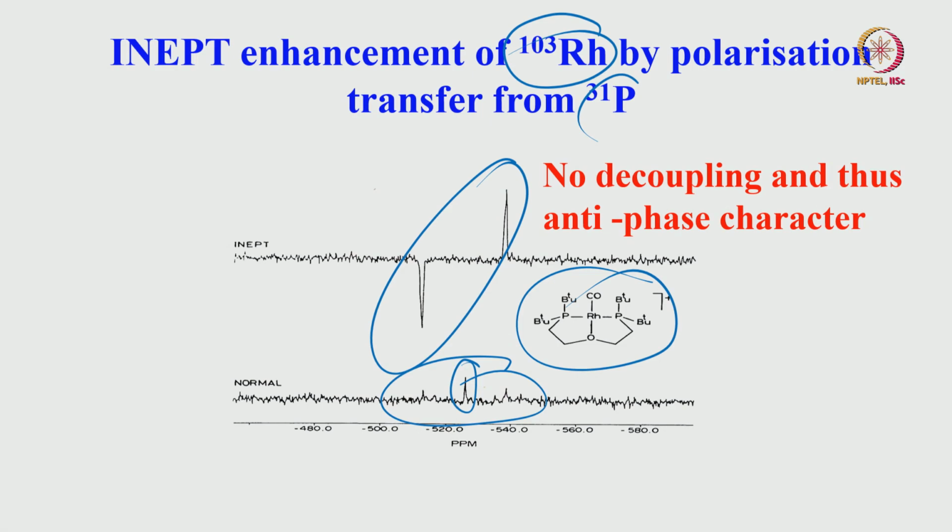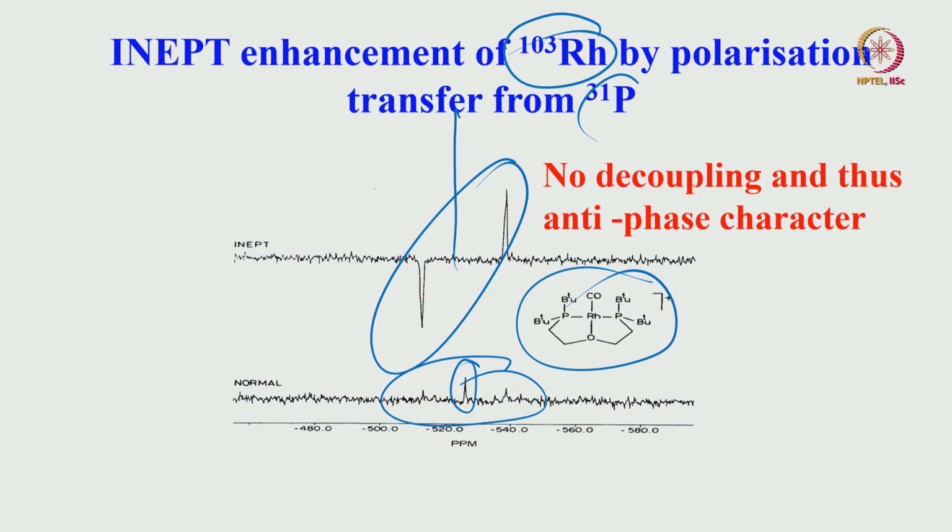This is a simple INEPT with antiphase character, it is not a refocused INEPT. See, already a gain in the intensity. In case you do refocused INEPT with decoupling, you get a better signal. See the advantage of INEPT. This is called a polarization transfer experiment, where you take the magnetization from the abundant spin and give it to the rare spin.